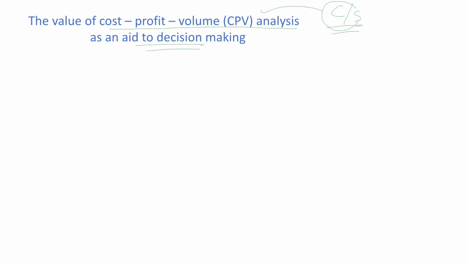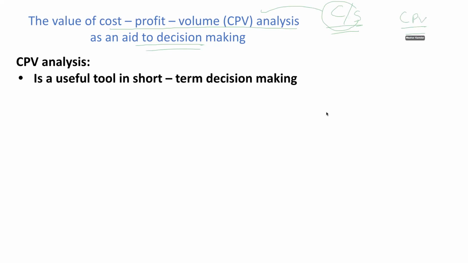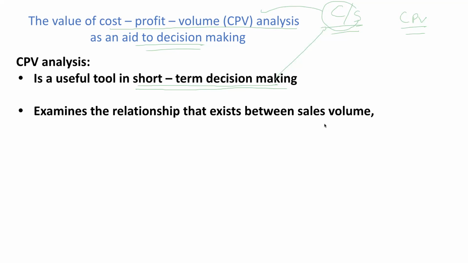So they say that the CPV, cost profit volume analysis, is a very useful tool for your short-term decision making. If you need to make decisions in the short term, you can use the contribution to sales ratio or the CPV analysis. What does the cost profit volume analysis tell you? It examines the relationship between the sales volume, the sales revenue, cost, and profit. It gives you the relationship between the volume, revenue, cost, and profit.